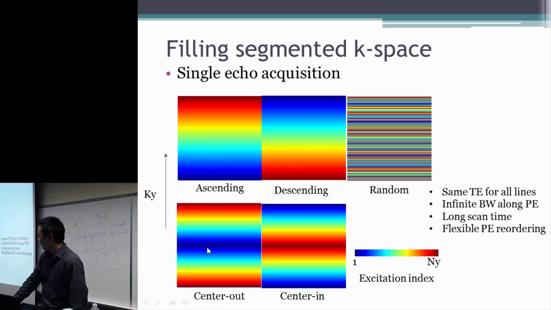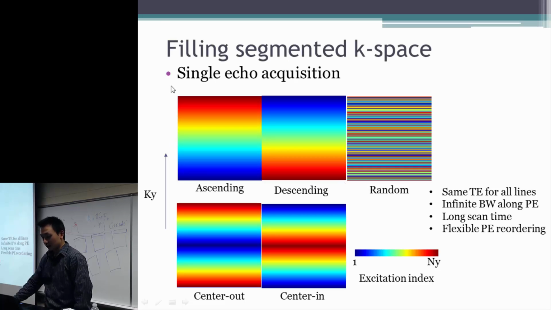We can put the first phase encoding lines in the center of the K-space, and then do a center-out manner to fill those K-space lines, or a center-in manner, or we can do a random order.